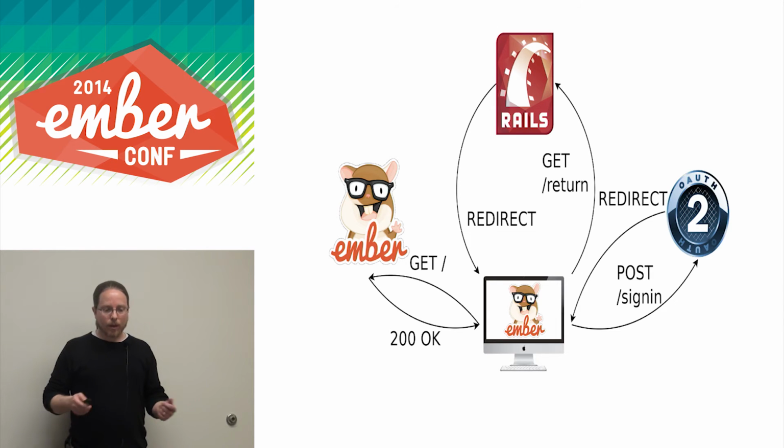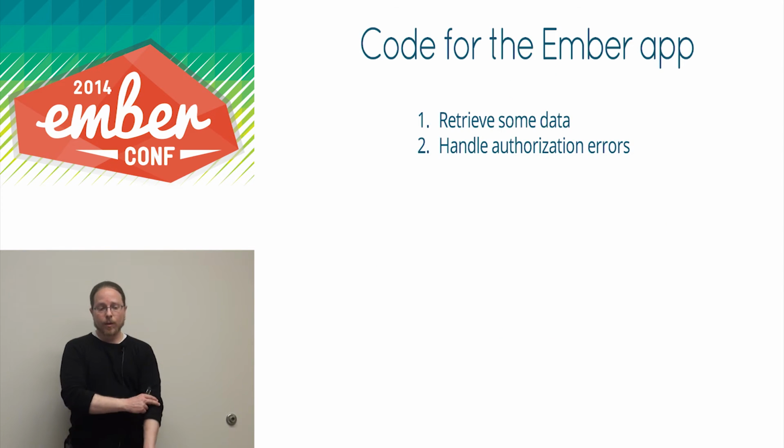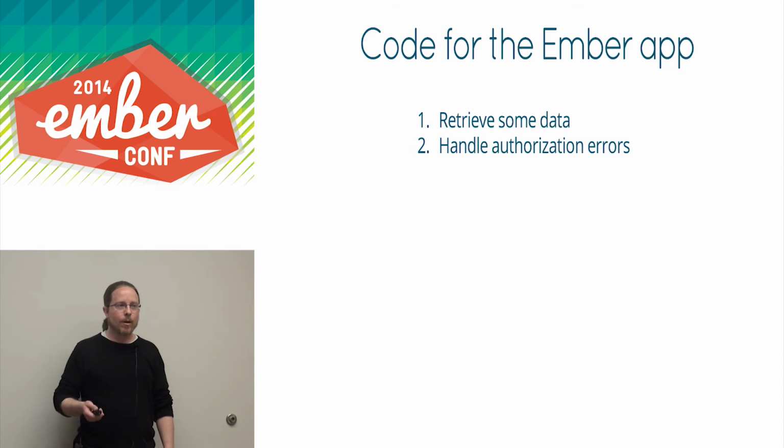So what does the code look like for the Ember app? There are really only two bits of this. First is just to retrieve some data. It could be some data that you try to retrieve immediately as soon as the app is ready, like trying to get a user record, or it could just be normal data retrieval that needs to happen within your app based on whatever route the user is trying to hit. The next bit is just to handle authorization errors.